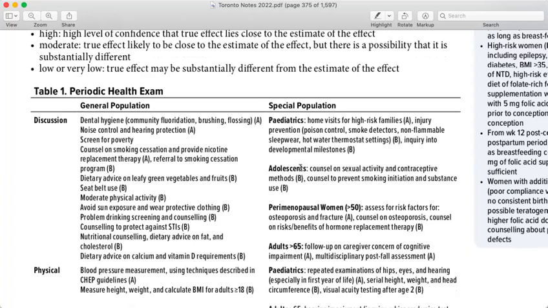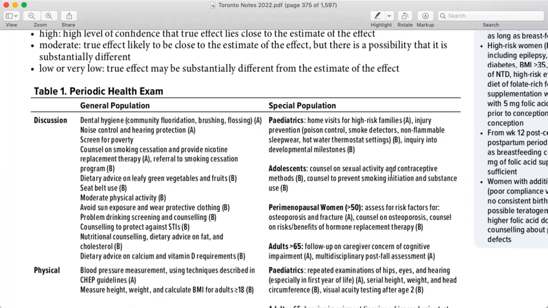Then coming to the adolescents, counsel on the sexual activity should be discussed, and then contraception. It should be discussed in everyone, but not in each condition. Counsel about smoking cessation and substance use. If somebody is willing to talk about it, then definitely you're going to do it, but not in every condition.